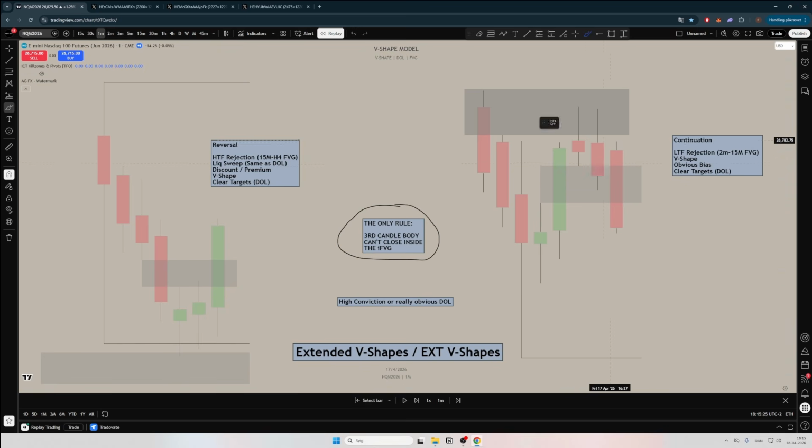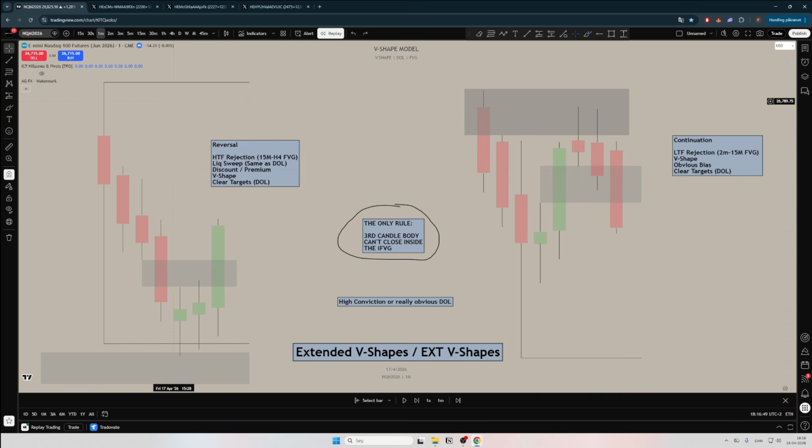That means it's valid. But if the extended V-shape was like this, it would not have been valid because the body closed inside the inversion fair value gap, as you can see, and then it would have been invalid. And now you probably think, what difference does that make? Backtest data of this, all of the years I've backtested with my model, it was always the extended V-shapes with the 3rd candle closing inside the inversion fair value gap that failed. And the reason why we can't close inside with the 3rd candle is because then it will be too choppy and the momentum will not be great anymore.